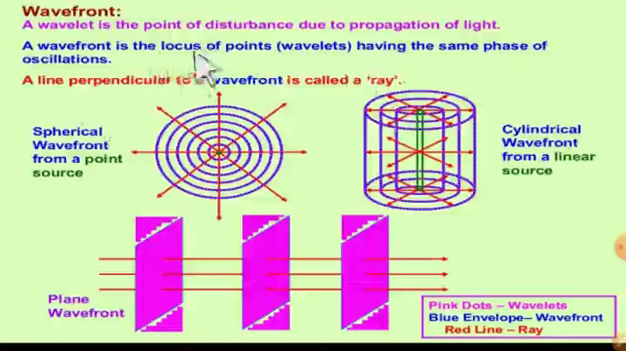Now what is meant by this locus? Locus is nothing but a line or a plane or a surface formed by points which satisfy some mathematical condition or mathematical relation or mathematical equation. So those surfaces or lines or planes formed by joining those points having the same mathematical conditions or equation, we call that a locus.